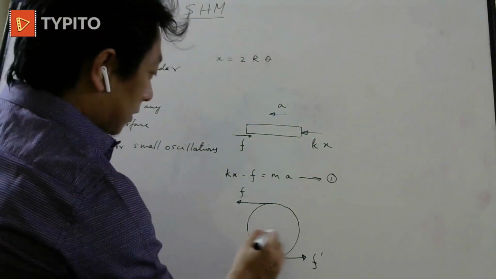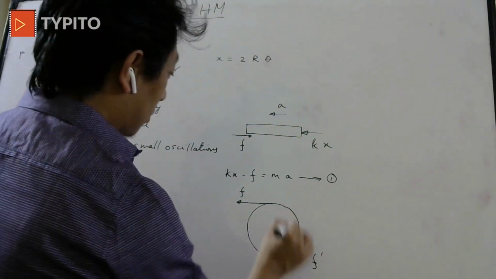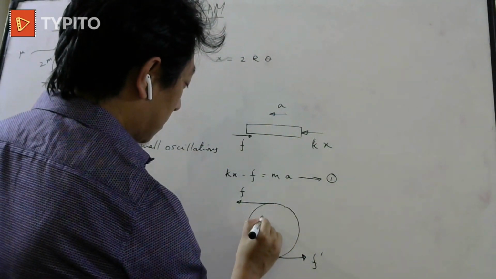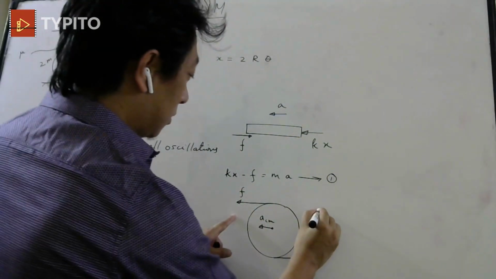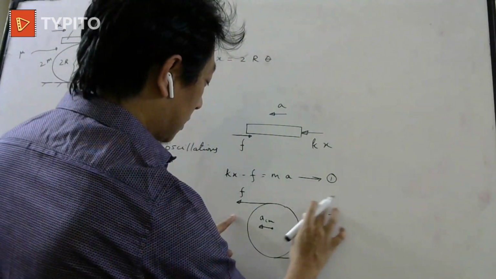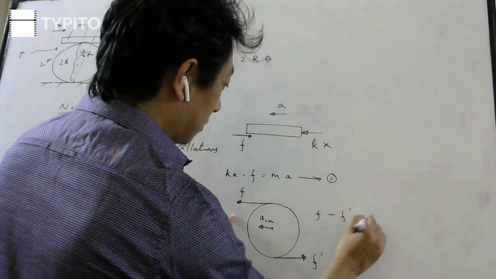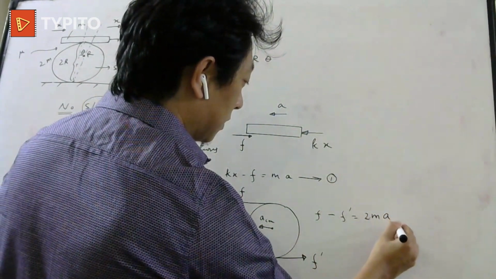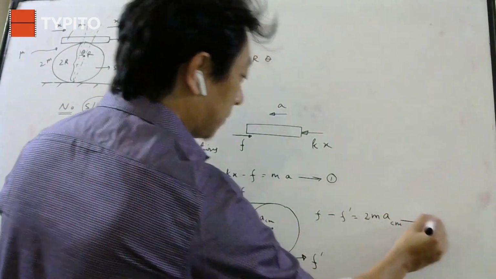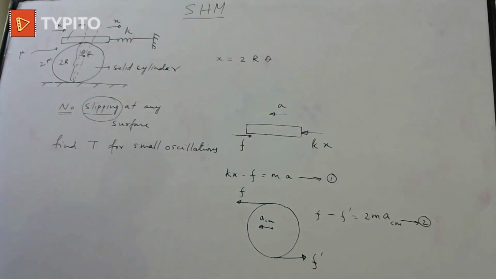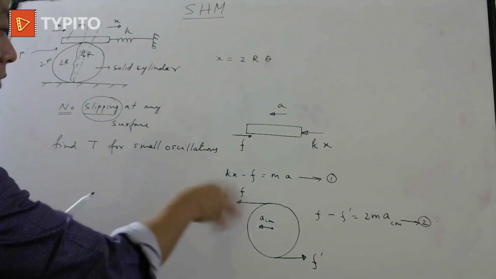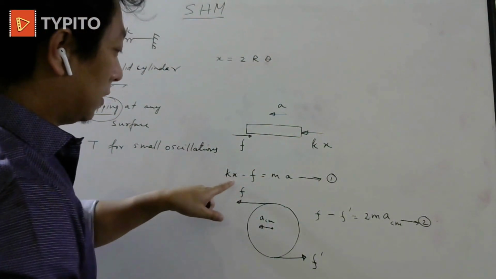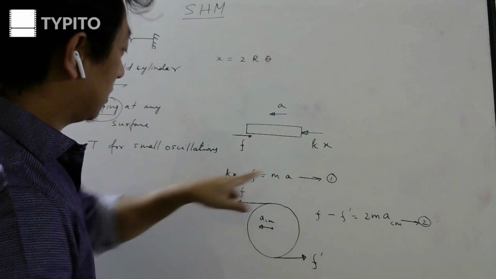Now let us say this body, the center, has an acceleration AC. Okay, so what will be the Newton's second law? F minus F dash equals mass of the cylinder, which is given as 2m, into AC, equation 2. Okay, now till now there is no displacement coming in the picture, right? So yes, in x there will be displacement, that is there, x is there.